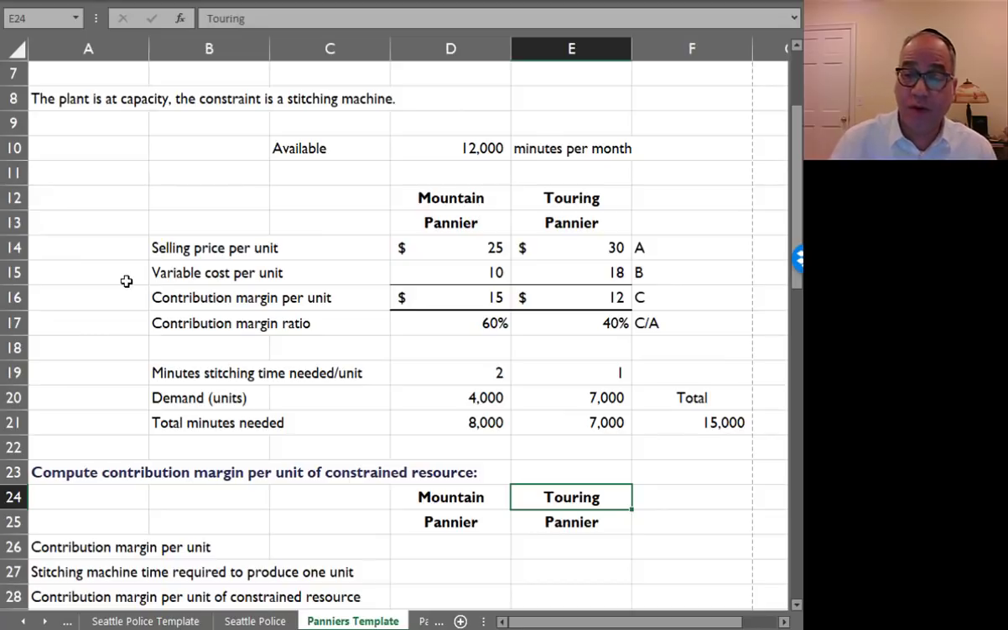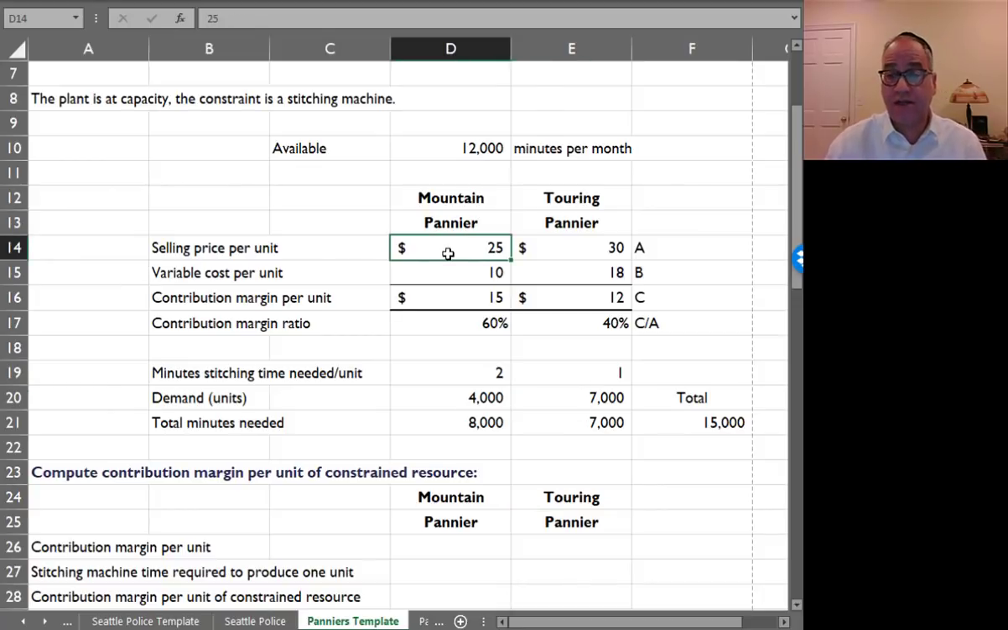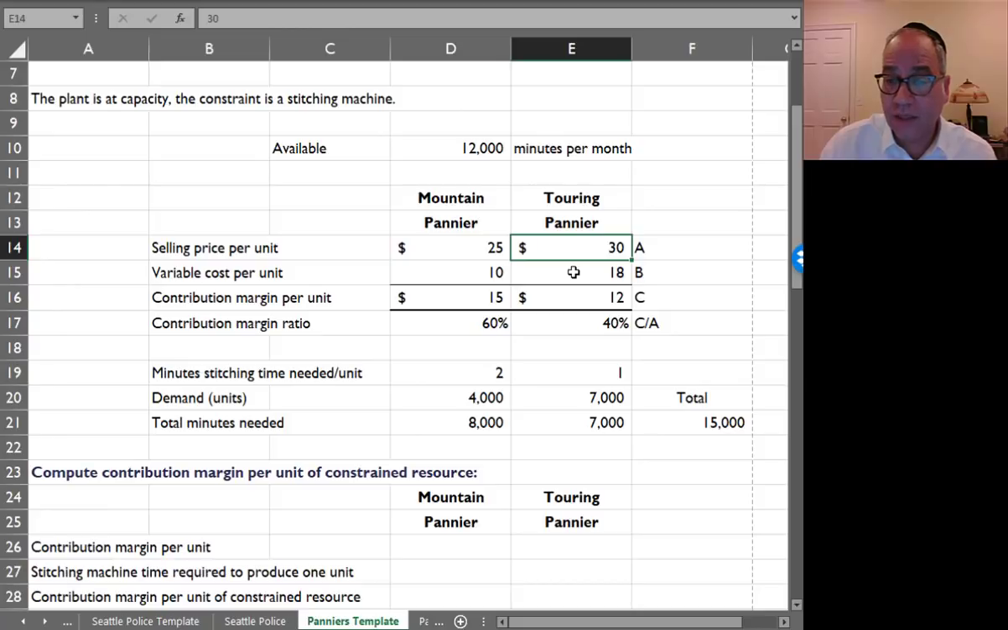So we have two models, the mountain pannier and the touring pannier. The selling price of the mountain pannier is $25, variable cost is $10, and contribution margin per unit is $15. Contribution margin ratio is 60%. The touring pannier is $30 selling price minus 18 variable cost, giving you a contribution margin per unit of 12. So your contribution margin ratio there is 40%.